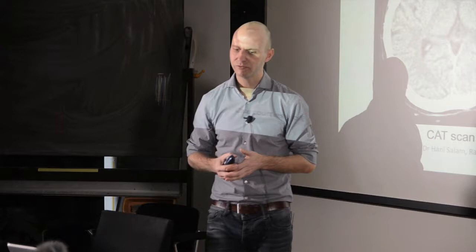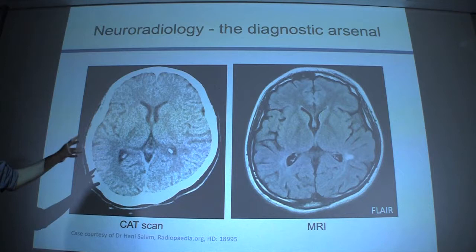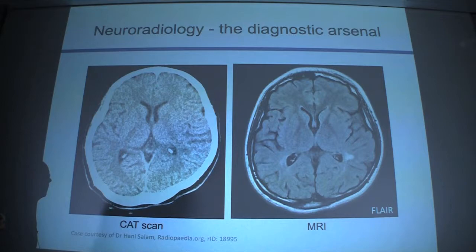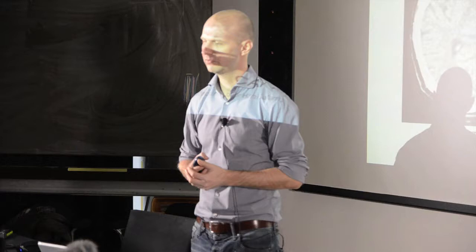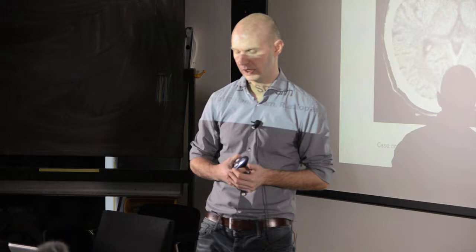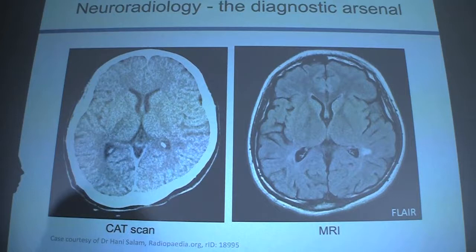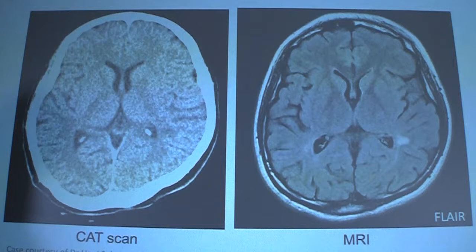So for the CAT scan, you only have this one contrast, which is X-rays, right? So your contrast is, how do my X-ray beams get attenuated during my imaging? And for the MRI, we have a multitude of different sequences that we can acquire, and many, many contrasts that we can use to visualize our lesions. And I don't know how many of you would be able to actually see that lesion here. I mean, it's there, right?